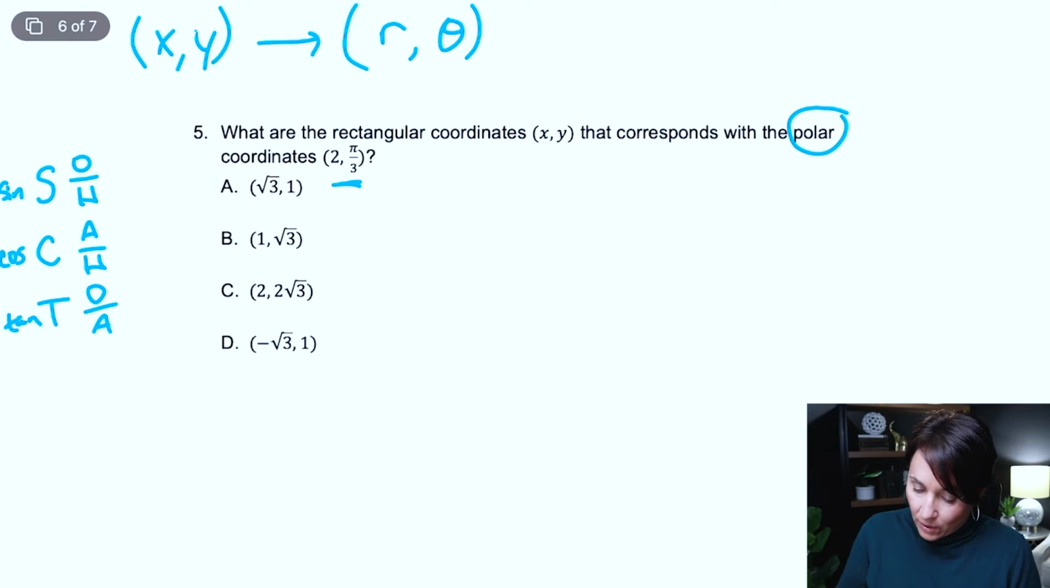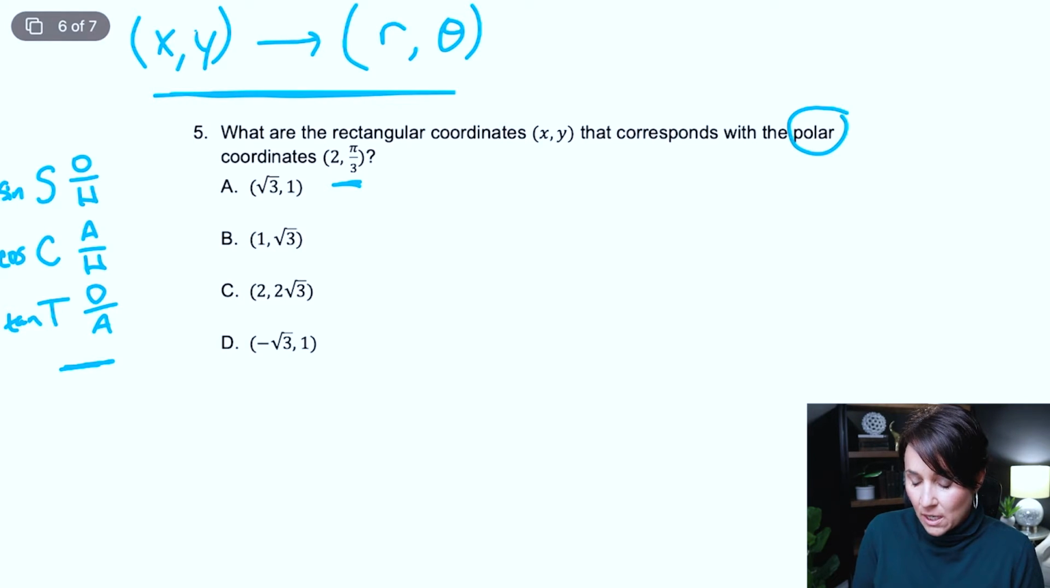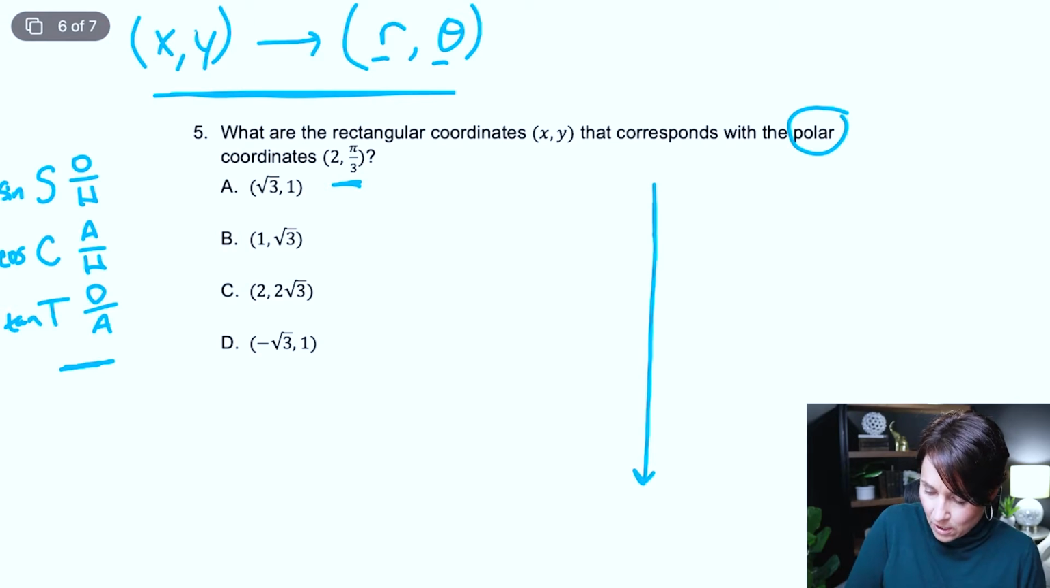SOHCAHTOA. Now, those are the two main things you want to think about. You want to remember your trig functions, and you want to know that your polar coordinates correspond with radius and theta here. Now, let's go ahead and draw my coordinate plane. I'm going to do the best I can, you guys. I am not a stellar drawer when it comes to this, but let's just try to draw our straight line here.